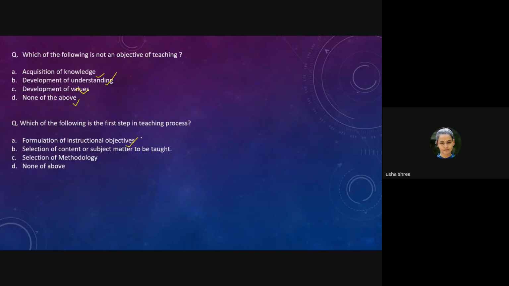Why is it A? How will the instructional objectives be framed even without knowing what to teach? See, it is the curriculum itself. Selection of content or subject matter is a different step. There is a curriculum, there is a syllabus, and first we have to set the objective of what we are going to achieve from this.